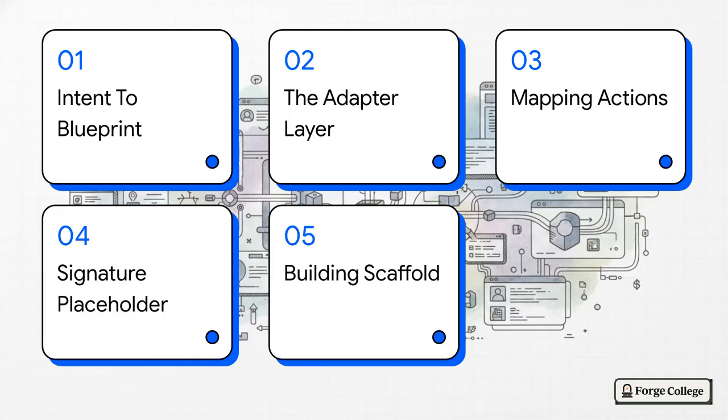Real quick, here is our agenda for today. We've got 1. Translating intent to blueprint. 2. Meet the adapter layer. 3. Mapping actions to payloads. 4. The signature placeholder. And finally, 5. Building your scaffold. Let's just jump right in.